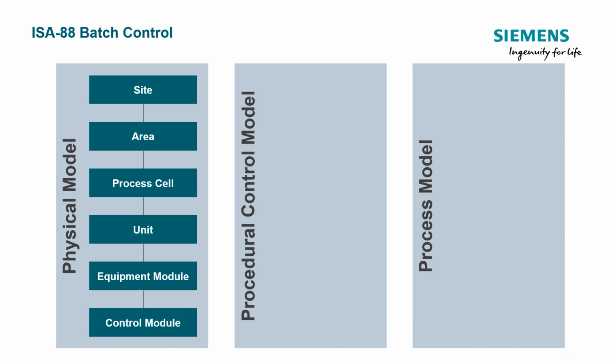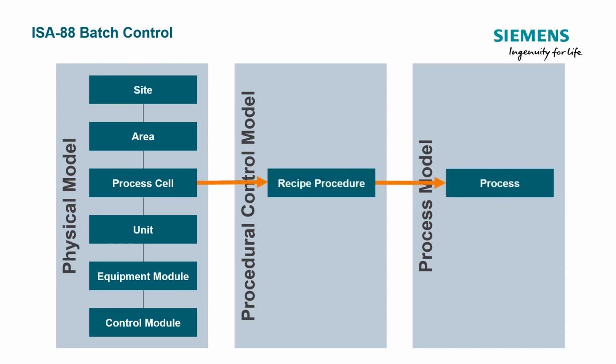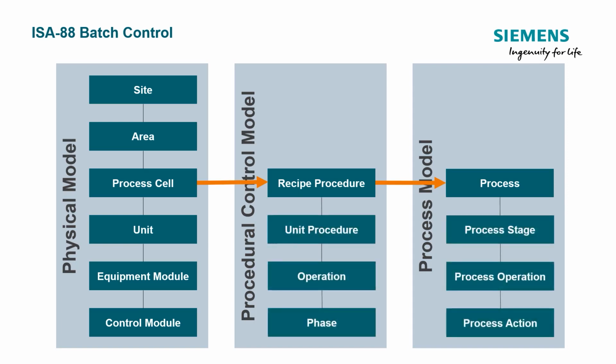In a real plant, we understand valves, pumps and engines as control modules. Equipment modules are more complex and can represent an entire tank, for example. A process can run within a process cell. This is described by a recipe procedure and consists of a unit procedure with operations and phases. These three components are processed by the unit. A unit is therefore a container for a related part of the plant equipment and the associated process.